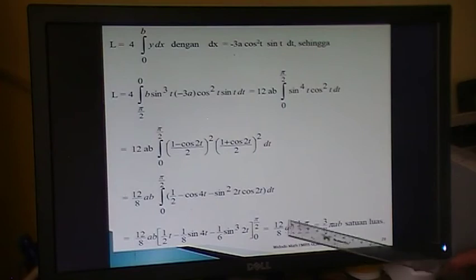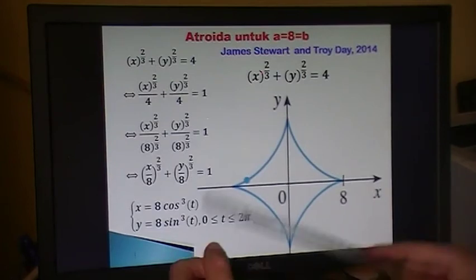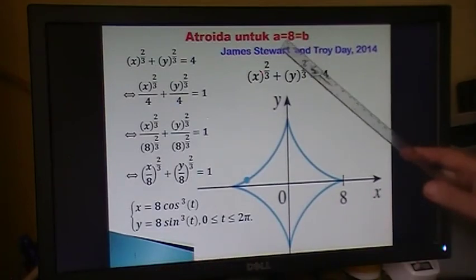Altogether, we will have 12 divided by 8 times a times b times 1 over 2 times pi over 2. Altogether equal to 3 over 8 times pi times a times b square units, if we take a equal to b equal to 8.